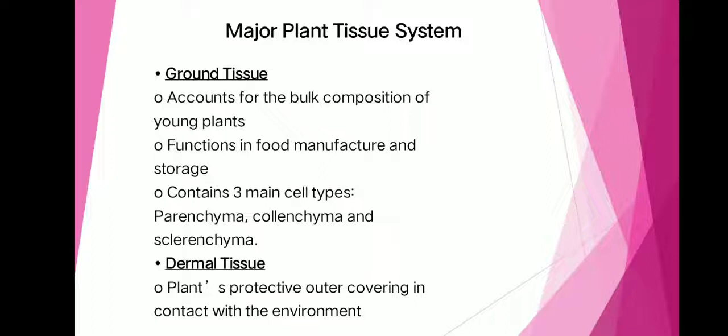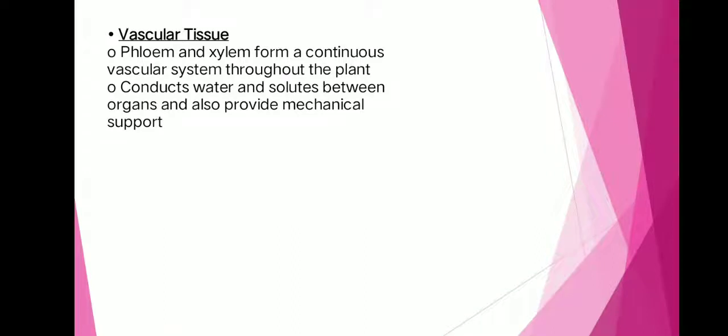Dermal tissues. Plants' protective outer covering in contact with the environment. So dermal tissue is the outer protective layer of the primary plant body. Vascular tissues. Phloem and xylem form a continuous vascular system throughout the plant. It conducts water and solutes between organs and also provides mechanical support. So vascular tissue comprises the xylem and the phloem, the main transport system of plants.